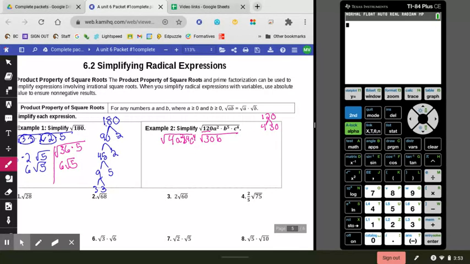So now the square root of 4 is 2. On my variables, I divide the exponent by 2. So a squared is a, b to the 4th is b squared, c to the 4th is c squared, radical 30b.